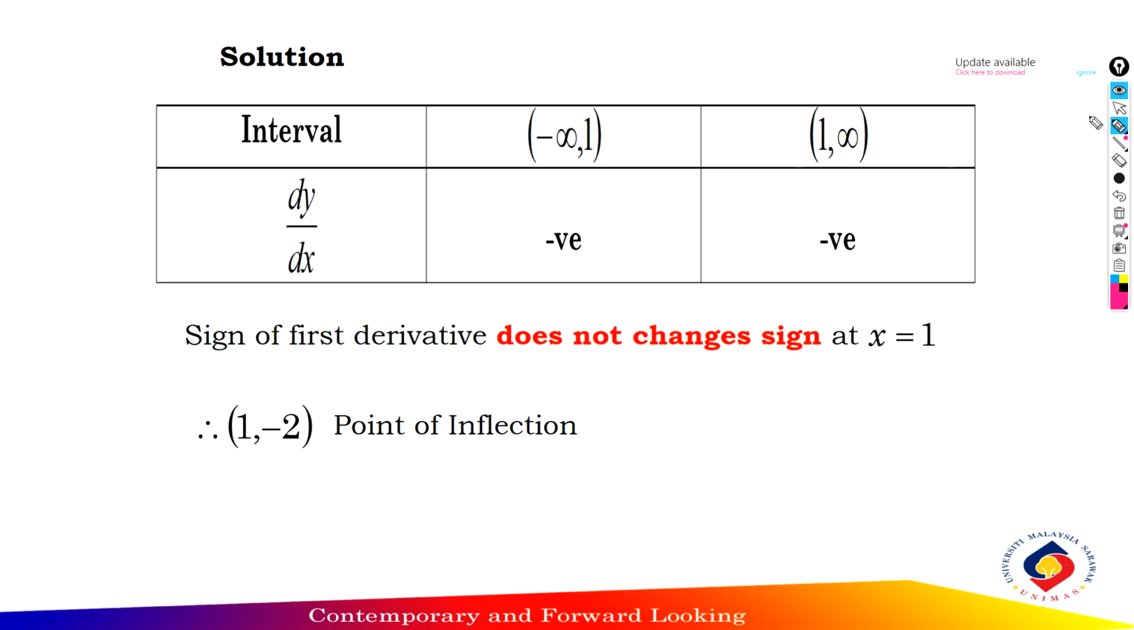And the sign of the first derivative does not change at x equals 1. In the first interval between negative infinity and 1, the sign of the first derivative is negative, and after 1 to positive infinity, the sign of the first derivative is also negative. So the conclusion is that 1, negative 2 is a point of inflection.